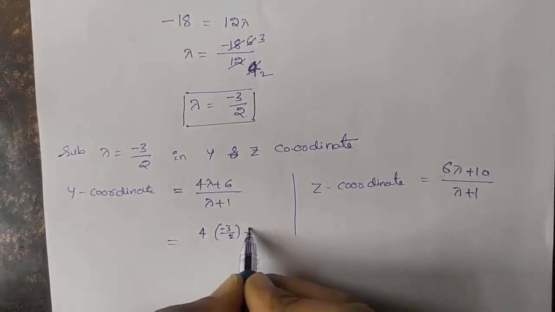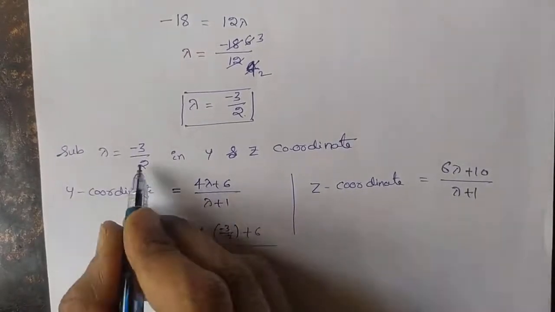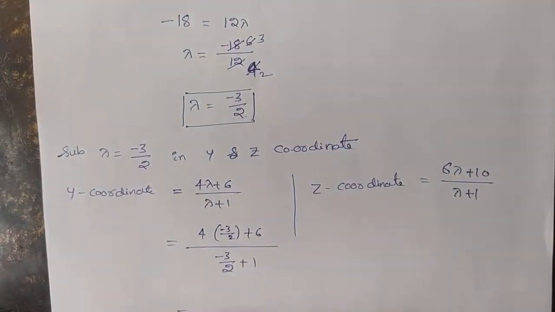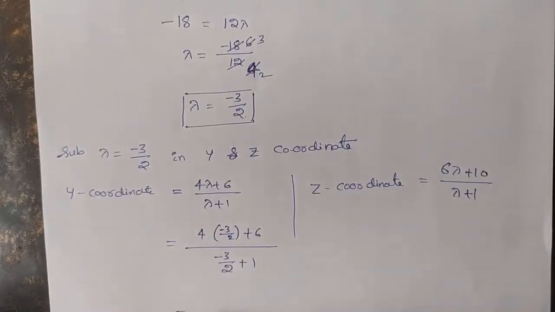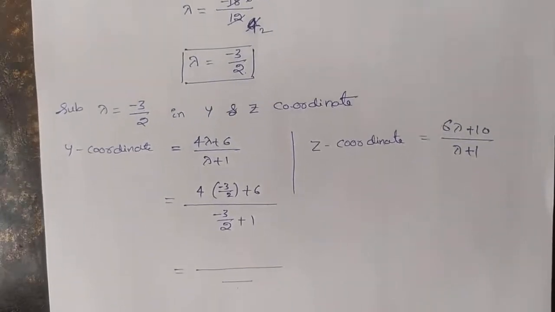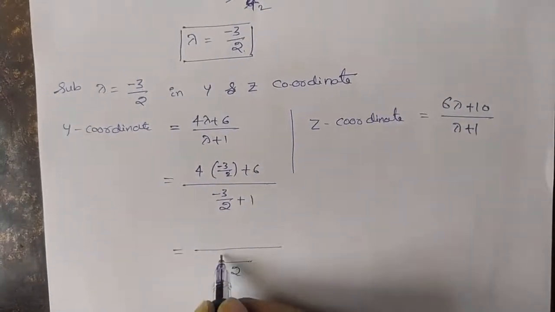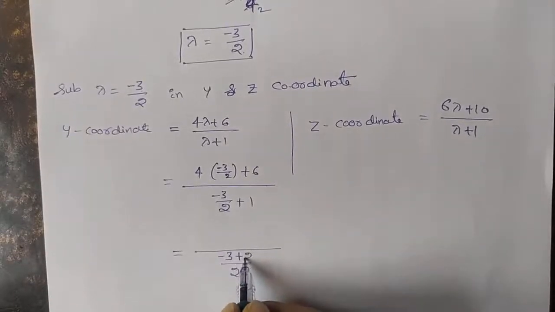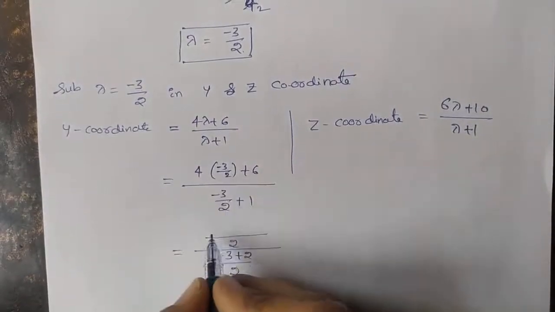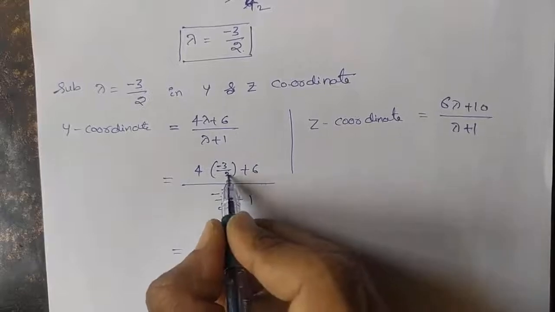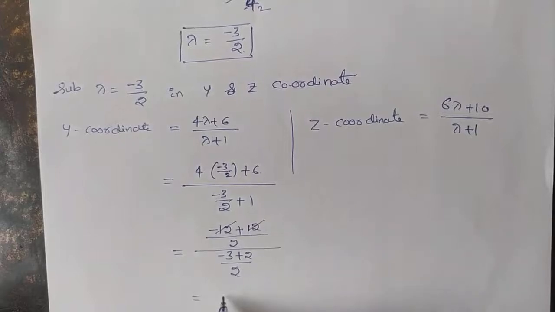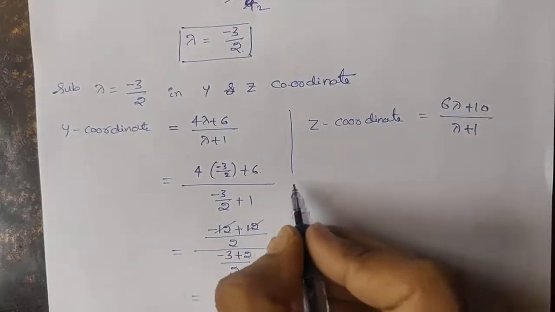So y equals (4 into minus 3 by 2 plus 6) divided by (minus 3 by 2 plus 1). In the denominator the LCM is 2, so minus 3 plus 2. Numerator: 4 into minus 3 is minus 12, plus 2 into 6 is 12. Minus 12 plus 12 will get cancelled. Totally this answer will be 0.